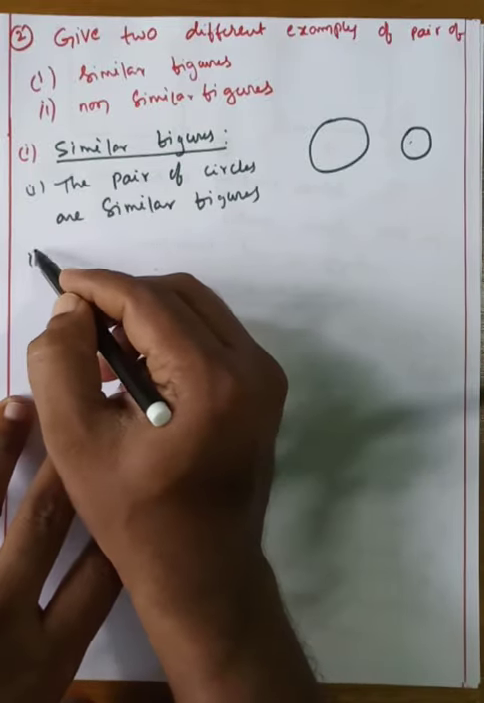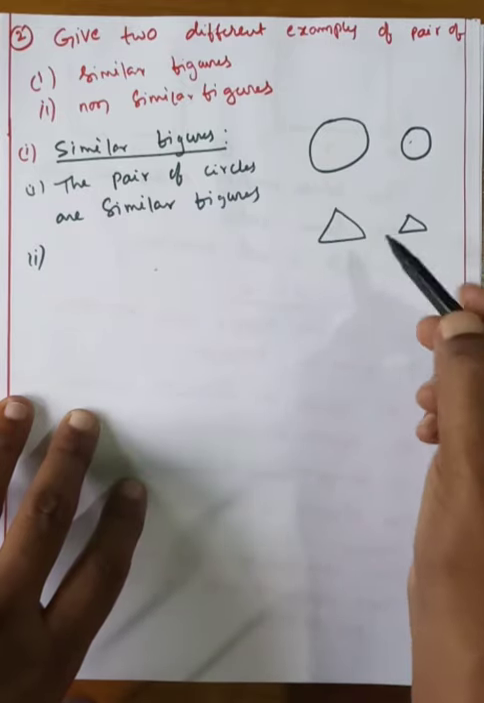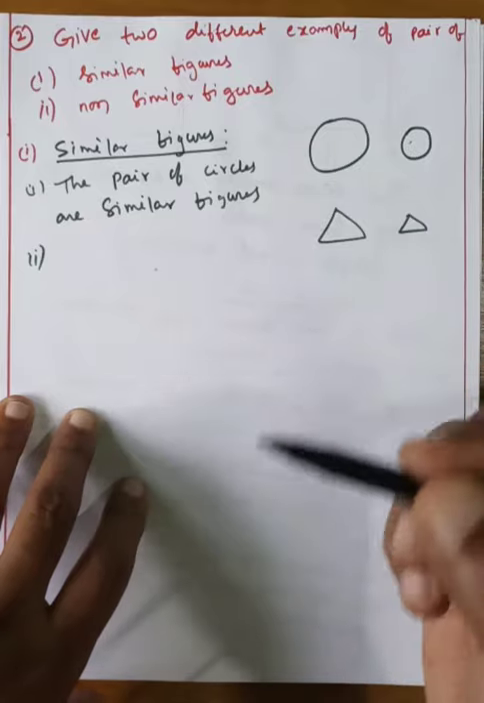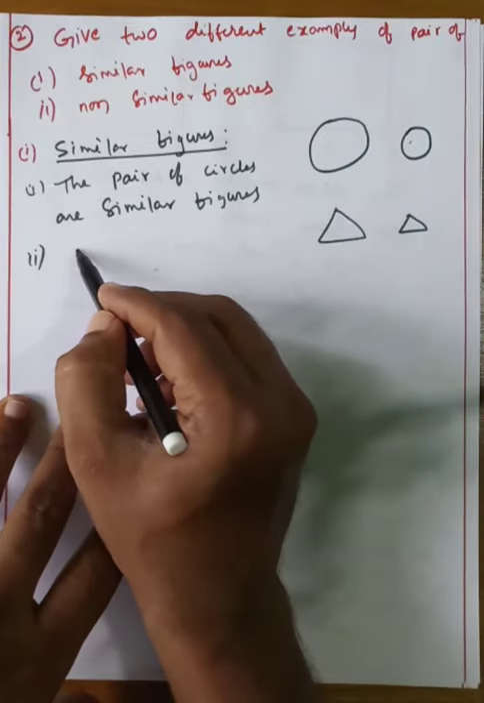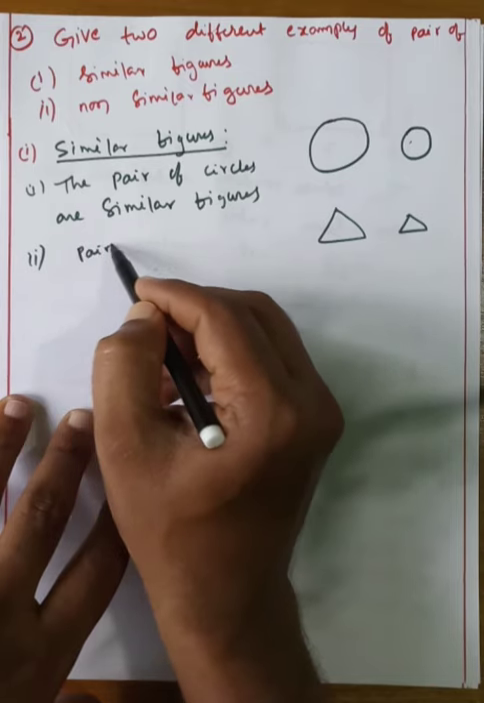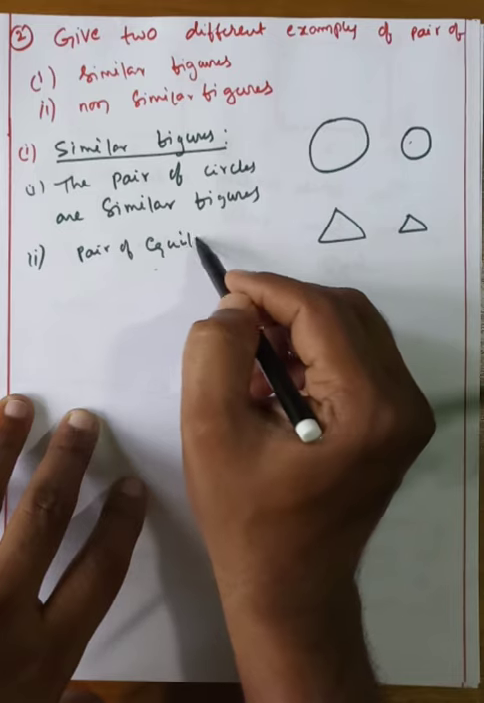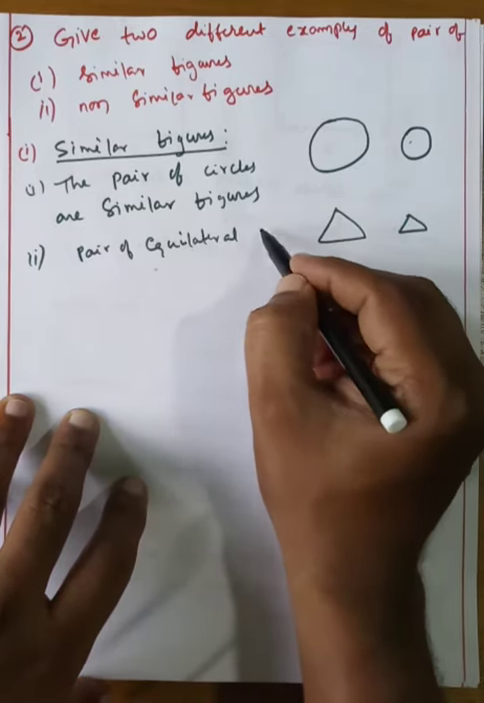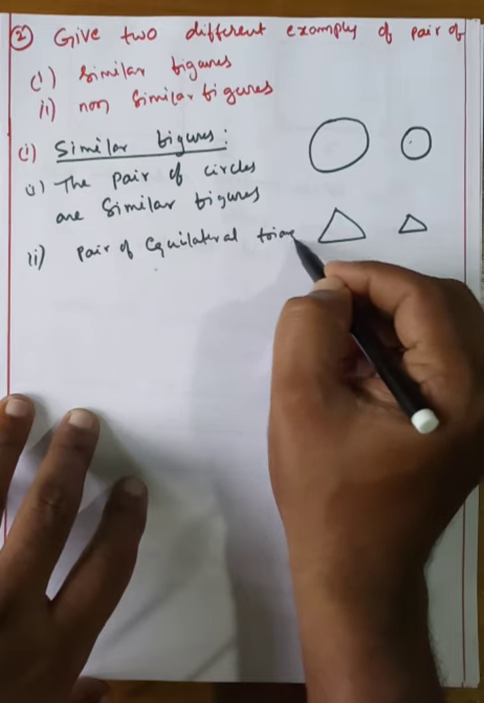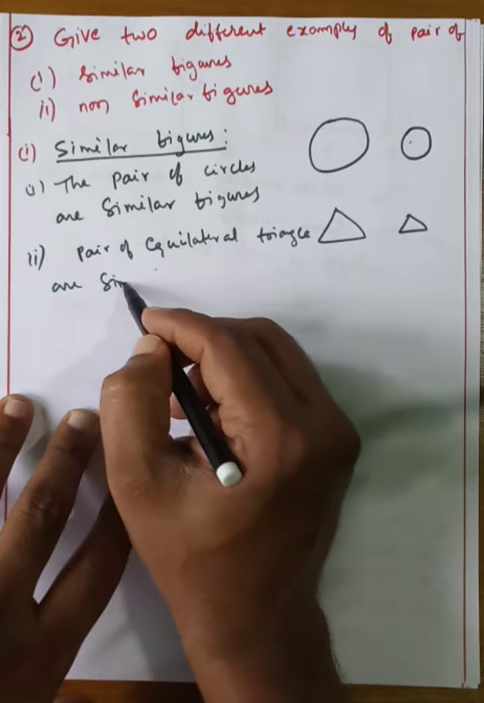First of all, give the example. This is a triangle, an equilateral triangle. This is also an equilateral triangle. Same shape but different in size. A pair of equilateral triangles are similar.